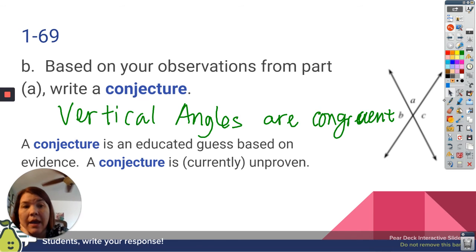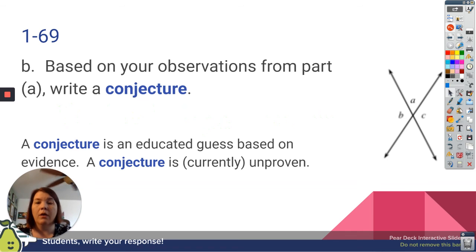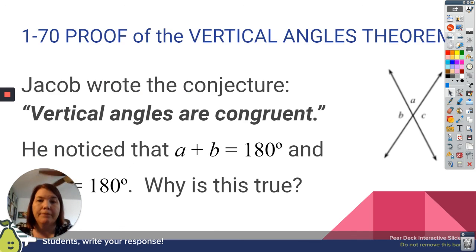I can say, when two lines make an X, the angles that are straight across from each other are equal. That would be a better way. That means you don't have to know any words. If you don't know what a vertical angle is, this is a very unhelpful conjecture. But when two lines form an X, the angles that are straight across from each other are the same, is what that means. Okay, let's see what we got.